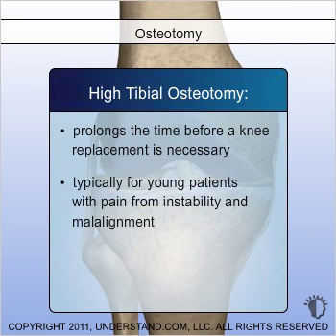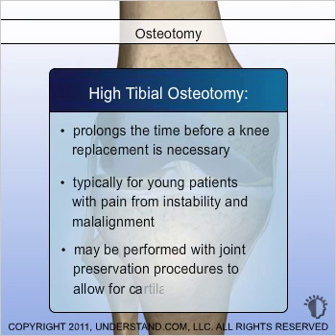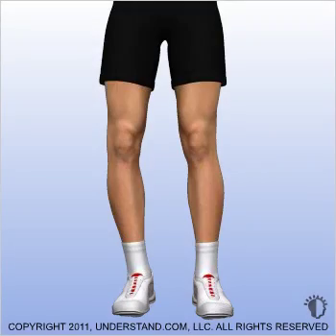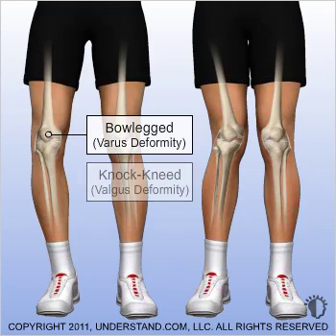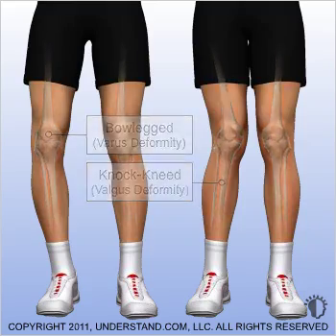An osteotomy may also be performed in conjunction with other joint preservation procedures in order to allow for cartilage repair tissue to grow without being subjected to excessive pressure. Osteotomy procedures can be done to correct either a bow-legged or knock-kneed malalignment. There are a variety of procedures to correct these conditions, which differ in the manner and position in which the bone is cut or shaped.